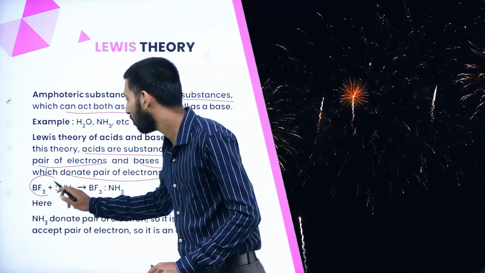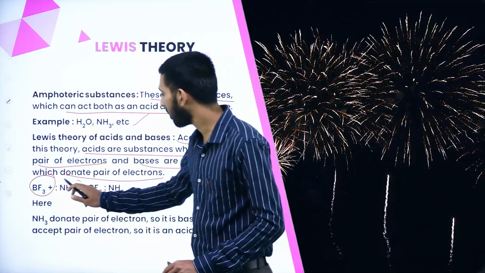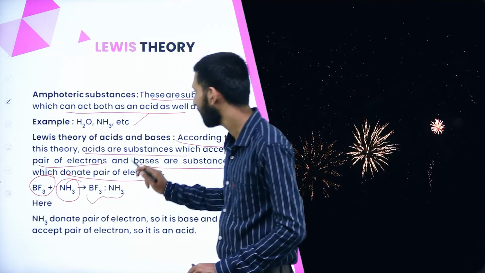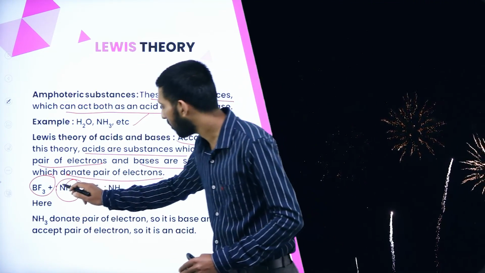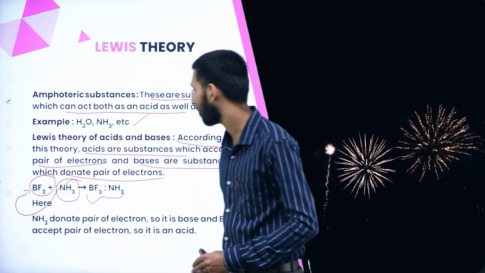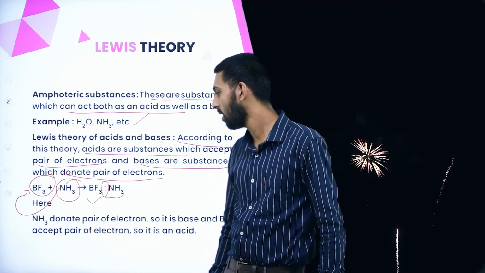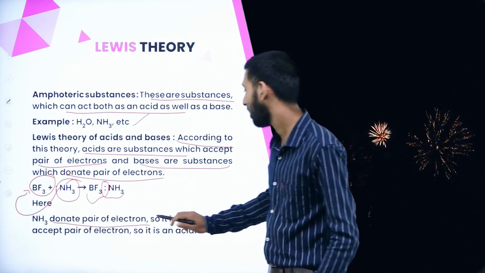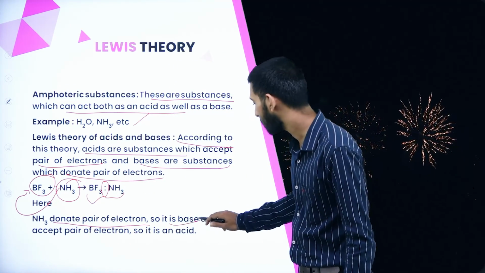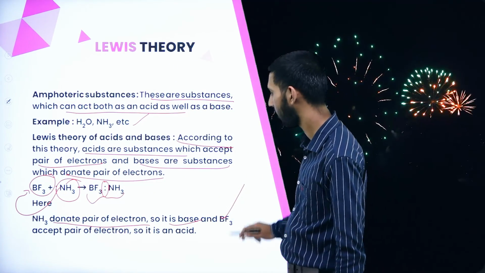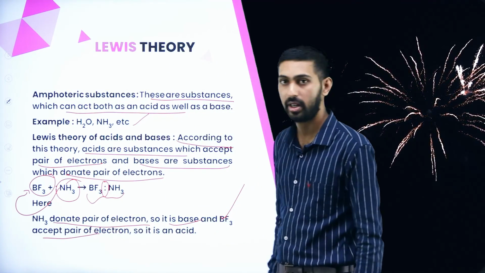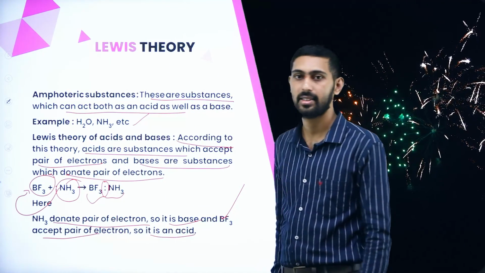So here you see boron trifluoride reacts with ammonia. A lone pair of electrons from ammonia goes to the boron trifluoride. I have represented it with a dotted structure. Here NH3 donates a pair of electrons, so it is known as a base, and boron trifluoride accepts a pair of electrons, hence it is known as an acid.